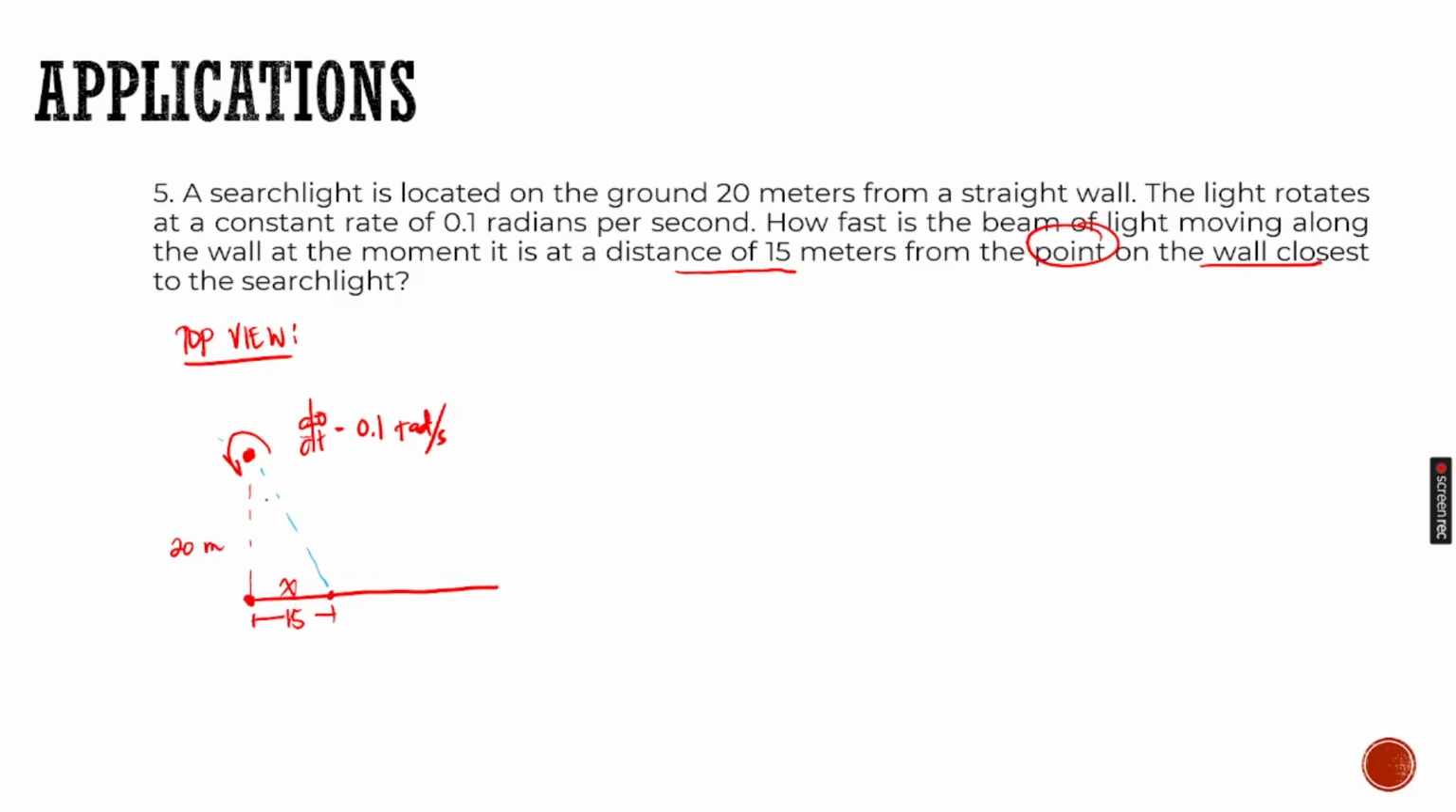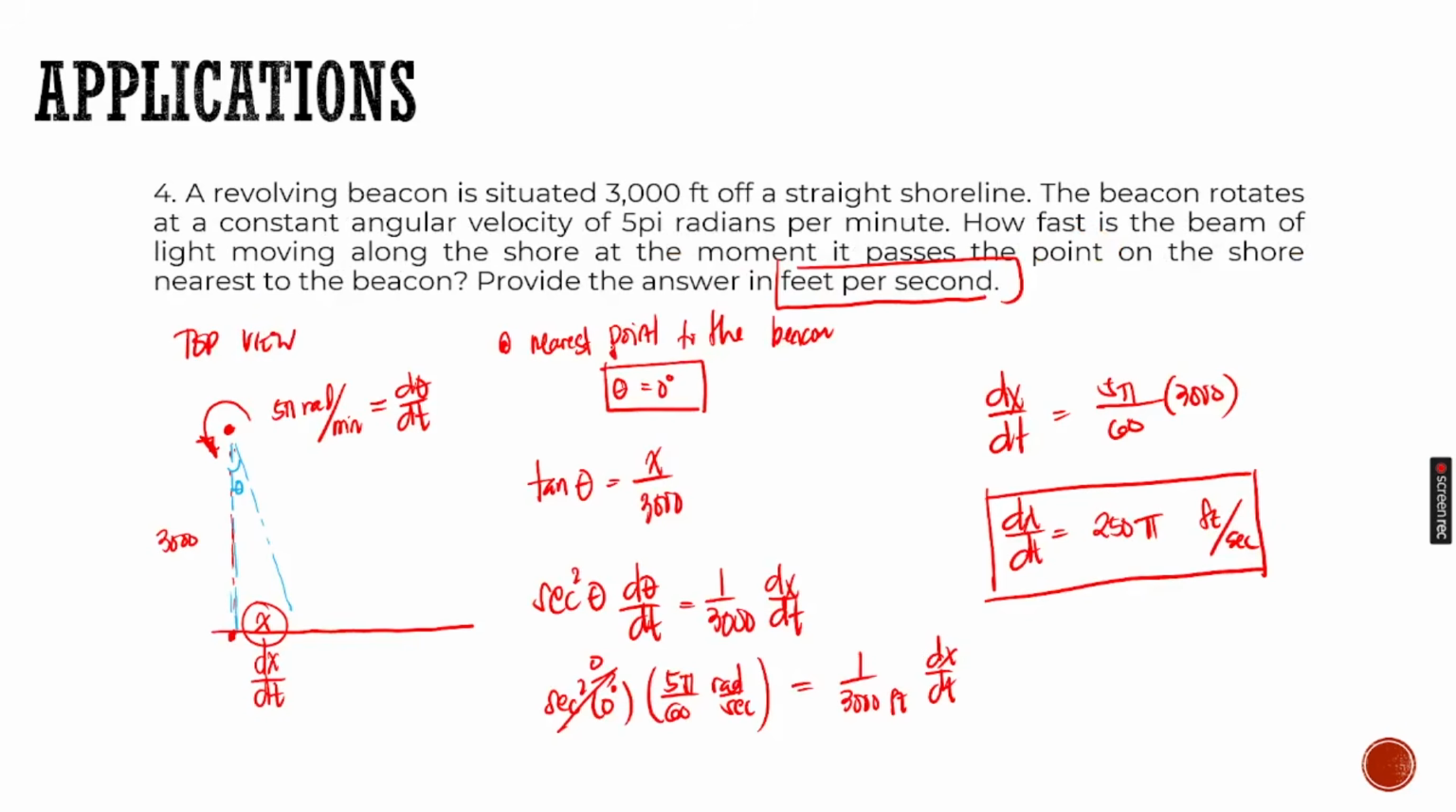Same thing, we can put theta right here. So it is tangent again, tangent theta. The first thing we need to solve is the value of theta. That is equivalent to 15 over 20, so theta is arctan of 15 over 20. That is about 36.87 degrees.